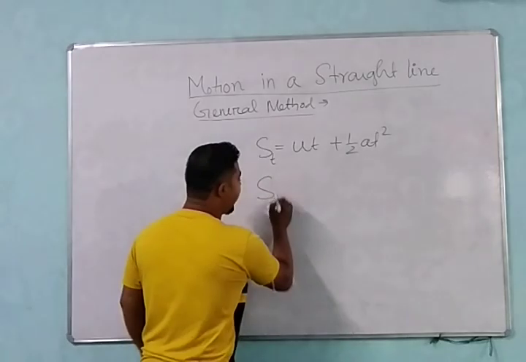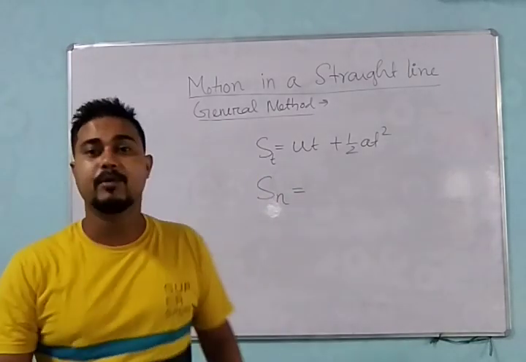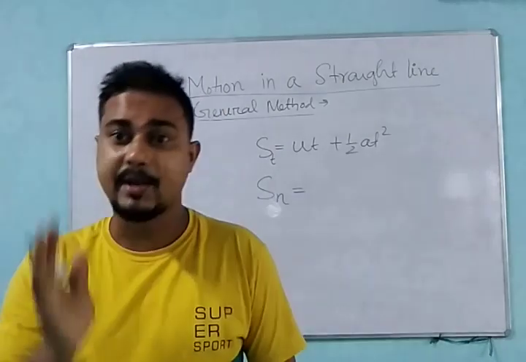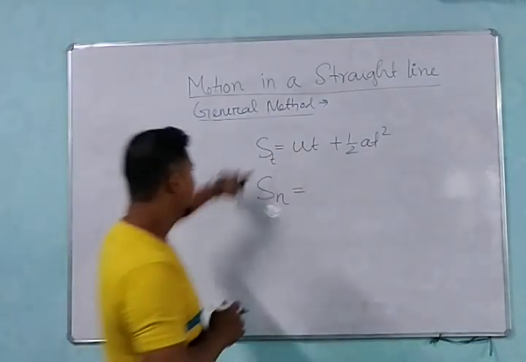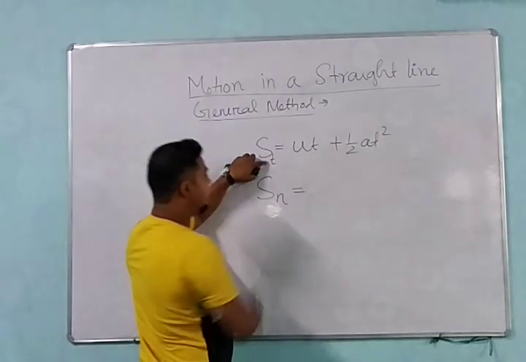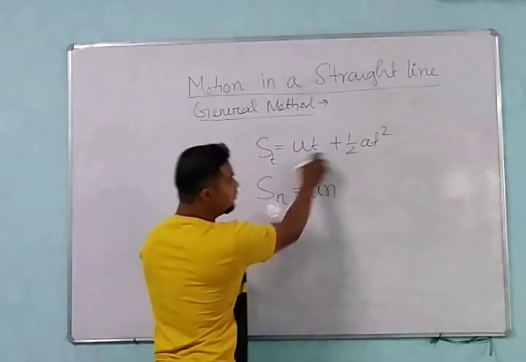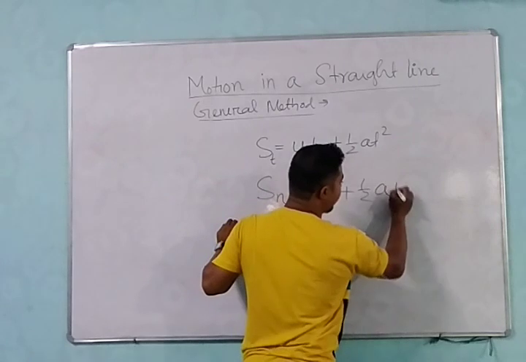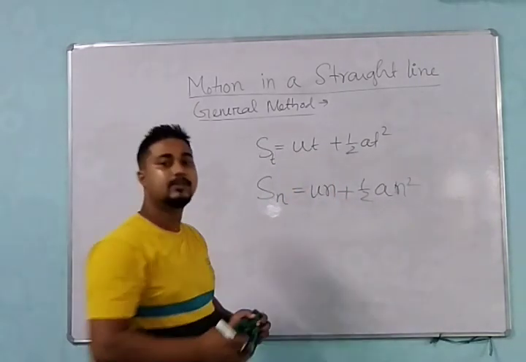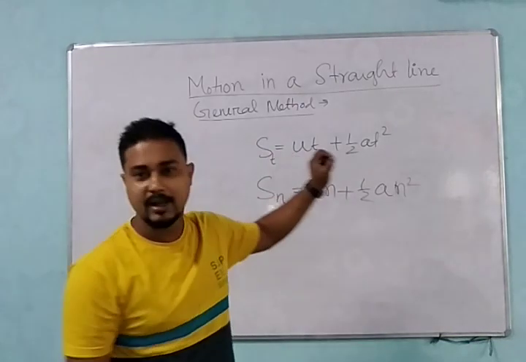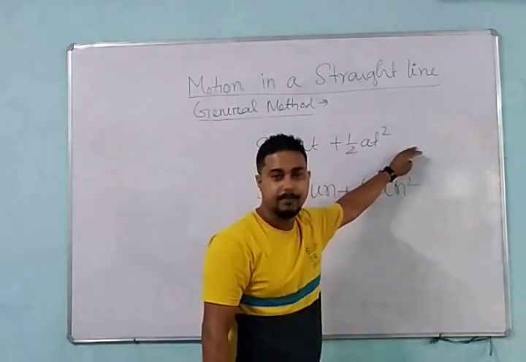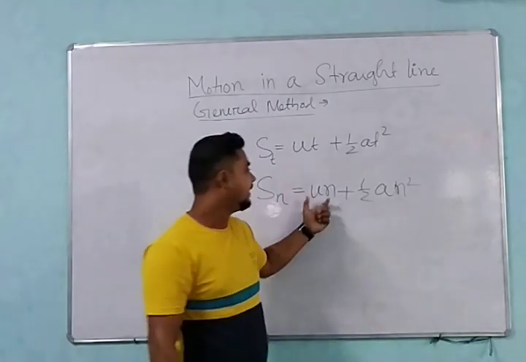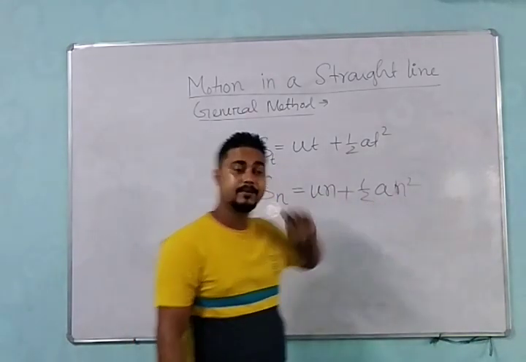Now if I say the distance traveled by the body in n second, it means in the place of small t, if I take n second, then the expression will be u into n, so ut becomes un, the time is n, plus half of a n square. So if we take t second, the expression is this, and if I take the time as n second, the expression will be sn is equal to un plus half of a n square.